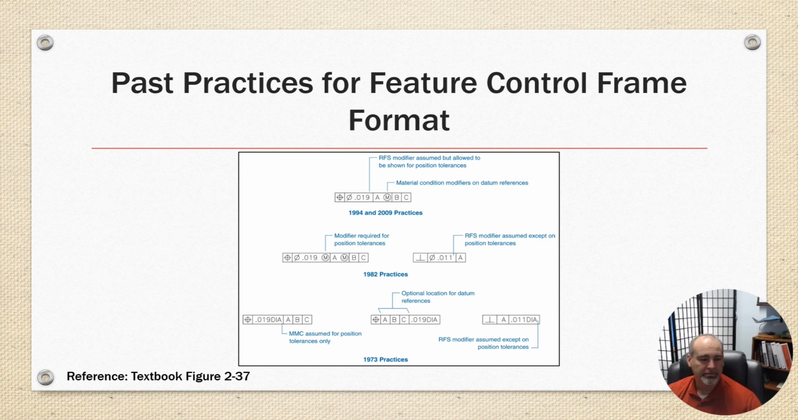Okay, in 1973, it's getting pretty far back. You're using the abbreviation DIA for a diameter, and it came actually after the number instead of preceding it. And the optional location of the datums could be on the opposite end of the frame. So that's changed. They're always on the tail end of the frame, right hand side of it, or the end of it.